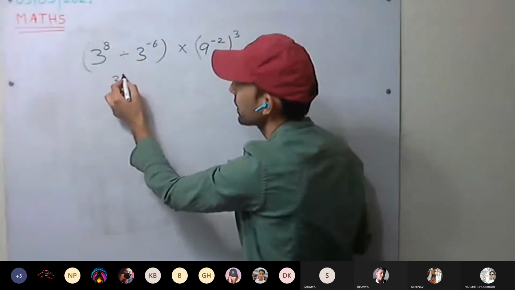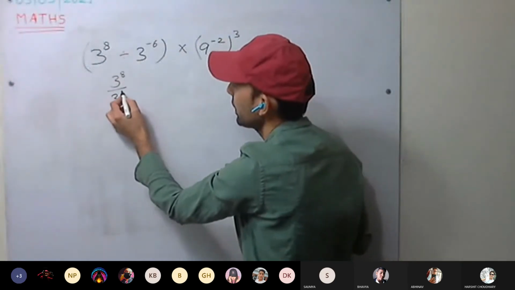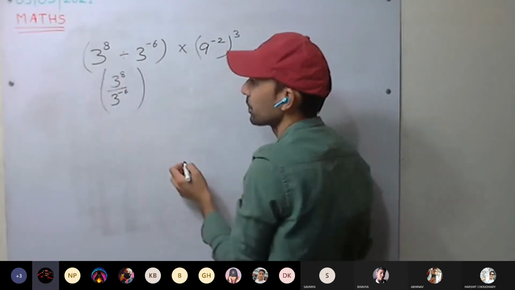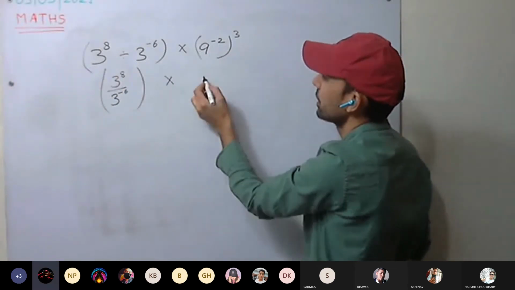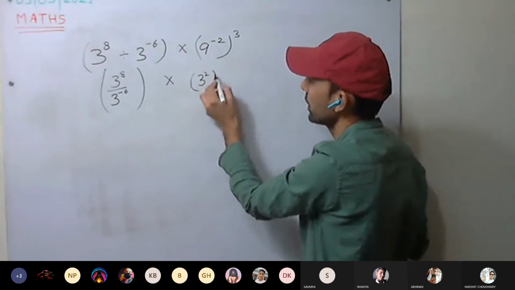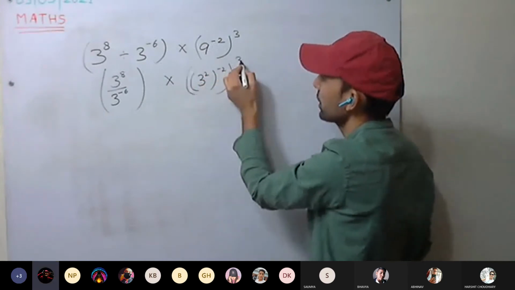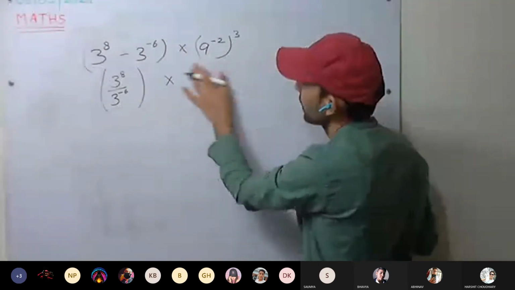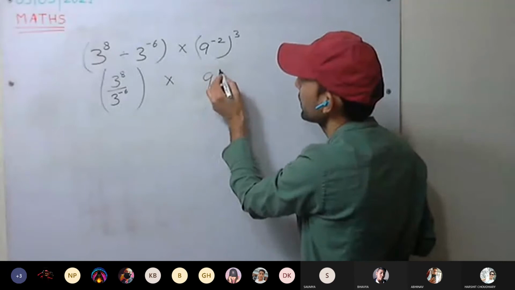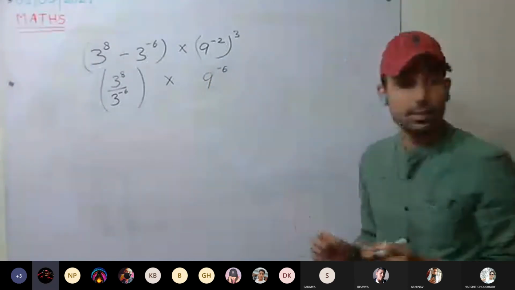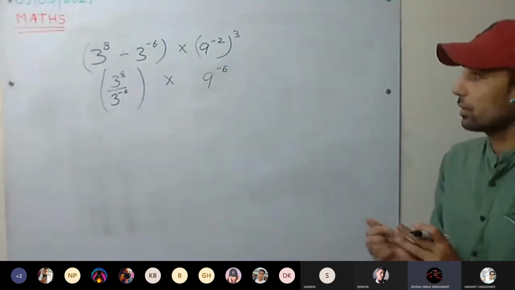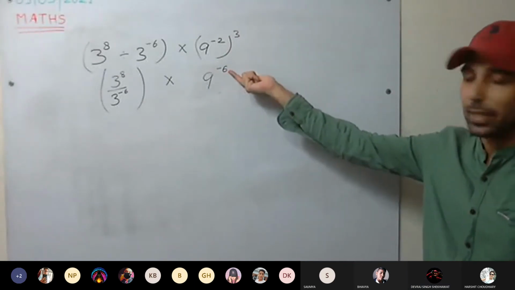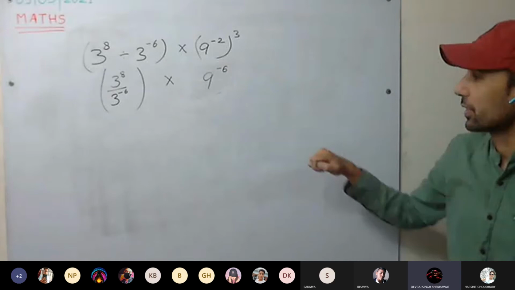So we can write it like this: 3 raised to power 8 divided by 3 raised to power minus 6, multiplied by 3 squared whole raised to power minus 2, whole raised to power 3. Before that we can do one thing. 9 raised to power minus 2, whole raised to power 3, we can multiply the powers. It is a raised to power m, whole raised to power n. So 9 raised to power minus 6 will be there. Always remember this.